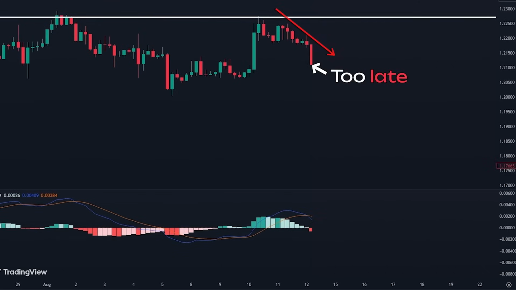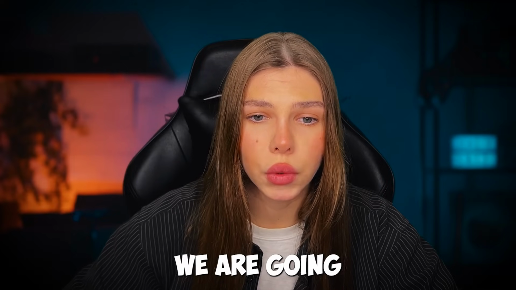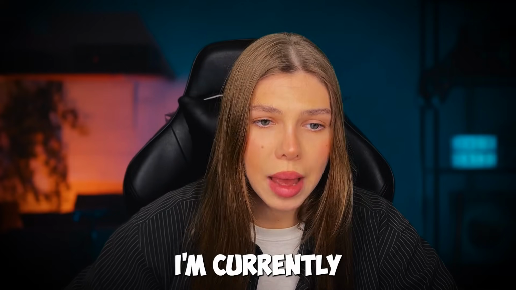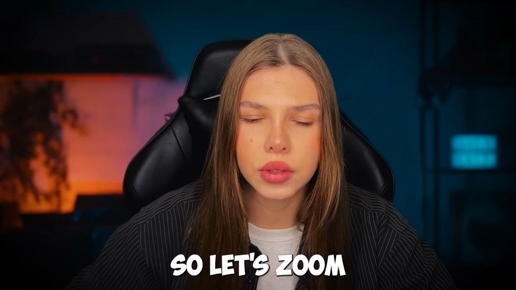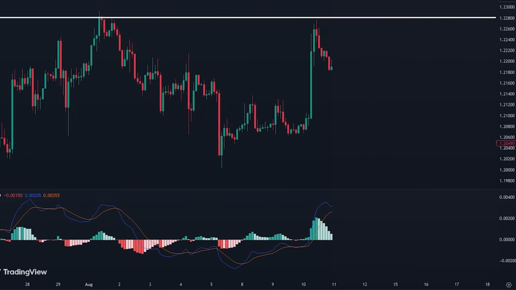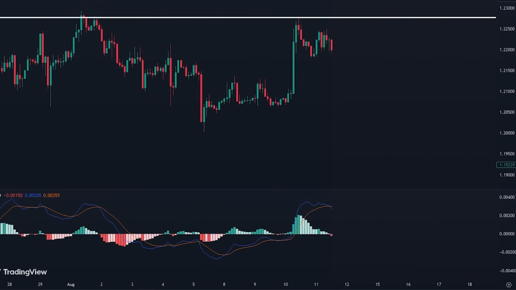To secure an earlier entry signal, we are gonna use a secret trick, which is zooming in 2 time frames below. I'm currently in the 4-hour chart, so let's zoom into the 2-hour chart. In this smaller time frame, we patiently anticipate the MACD to initiate a downward crossover, indicating an optimal entry point for a short position. So now let's go back to the 4-hour chart and compare the 2 entry signals.